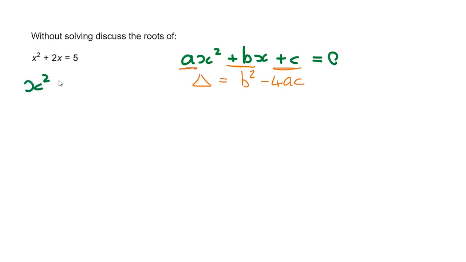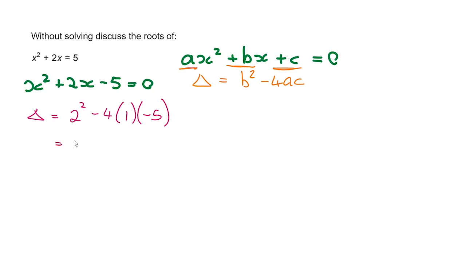The very first thing we've got to do is write it into that standard form, and we get x squared plus 2x minus 5 equals 0. Now we're going to work out delta, all right? And delta is going to be b squared, so it's going to be 2 squared minus 4 lots of 1 lot of minus 5. Right, and what we in fact get is 4 plus 20. So we actually get 24.